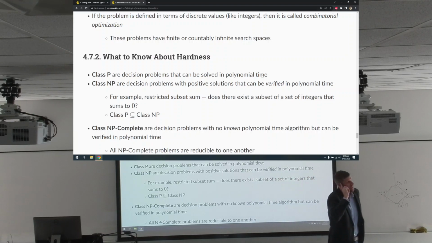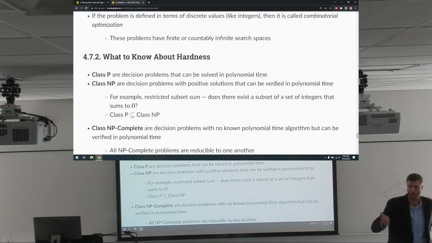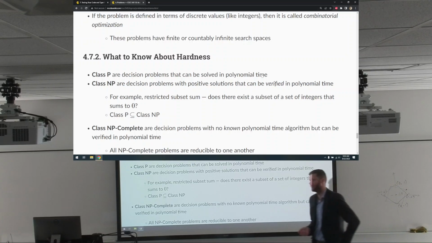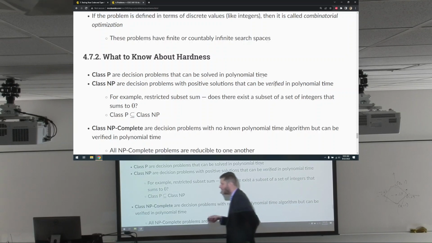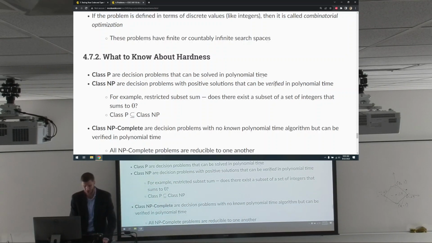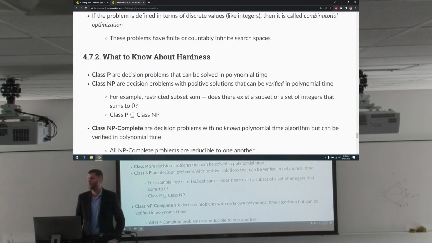We have class P. These are problems that can be solved in polynomial time. It might be a terrible algorithm. It might be n cubed. But it's still polynomial time. And be careful when talking about these things, because we would say it can be solved by an algorithm in polynomial time.